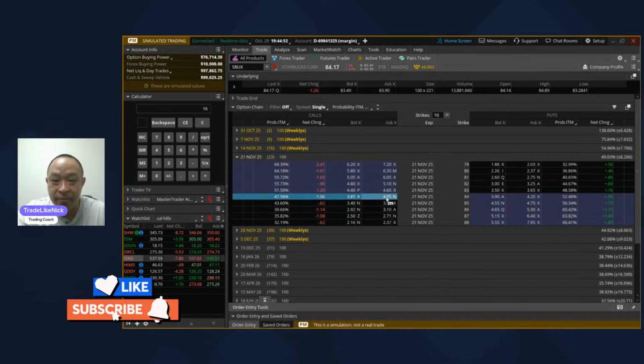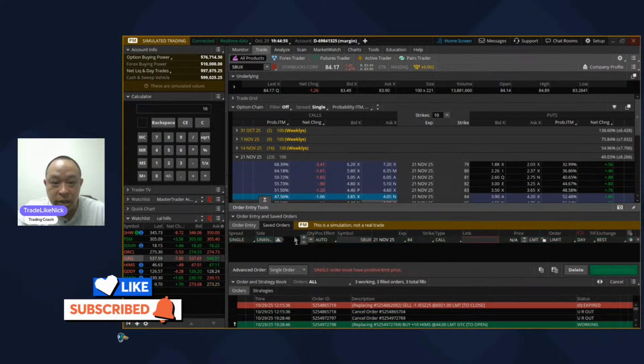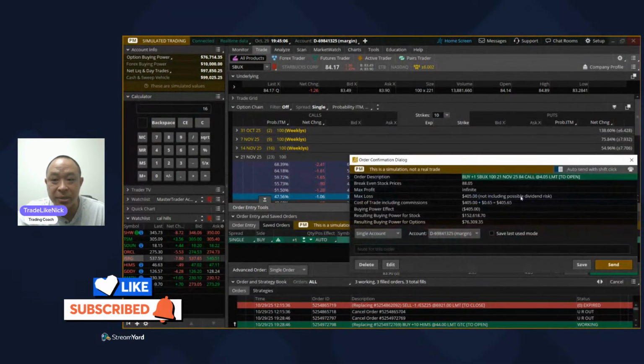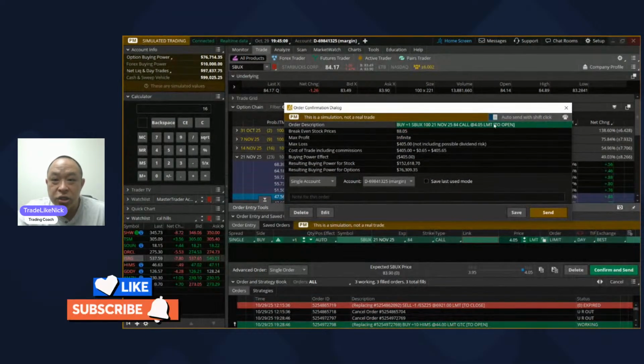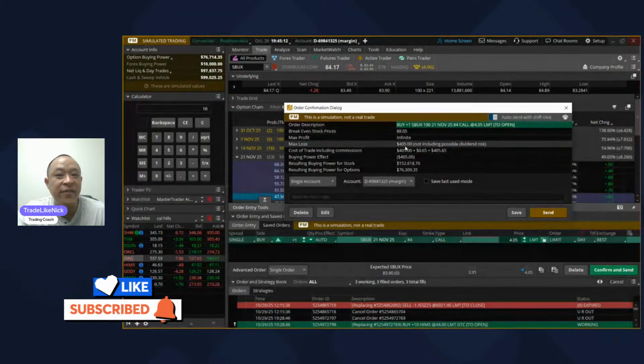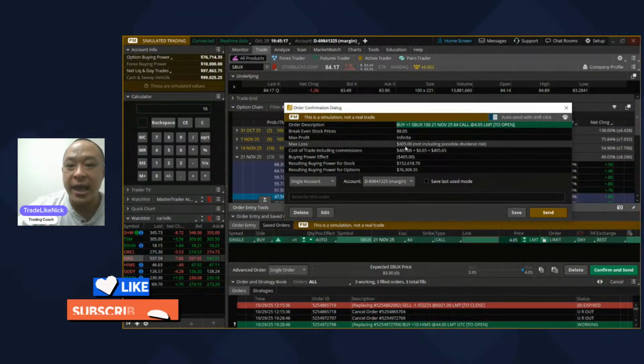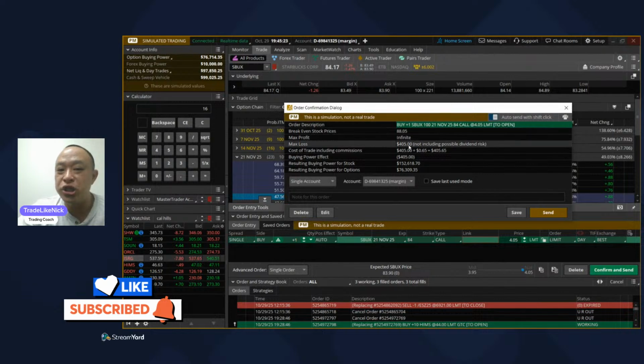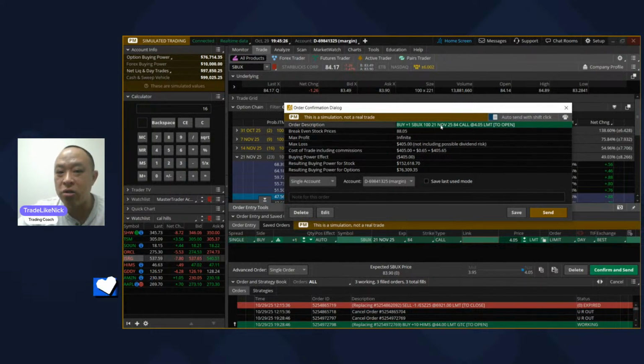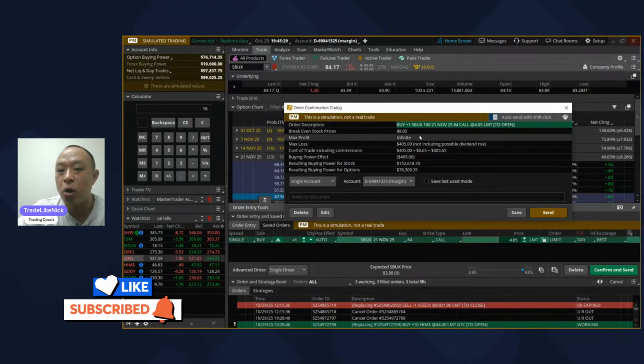If I were to buy one contract at $4.05 per share, if I click confirm and send, the trade would cost me only $405. That is so much less than $9,000. And what this trade is saying is it's going to control 100 shares of Starbucks, and I'm paying $4.05 per share, or the whole contract is $405.